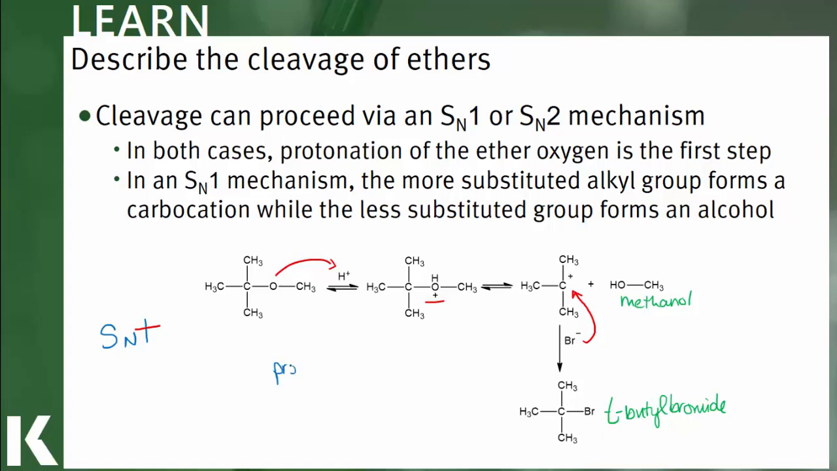Therefore, the products of an SN1 reaction will be an alcohol and an alkyl halide. The clue to look for in an SN1 reaction will be the reactant. If we have the oxygen attached to a substituted carbon, like our tertiary carbon here, it will be able to support the formation of the carbocation. A primary carbon would proceed via our next mechanism, SN2.